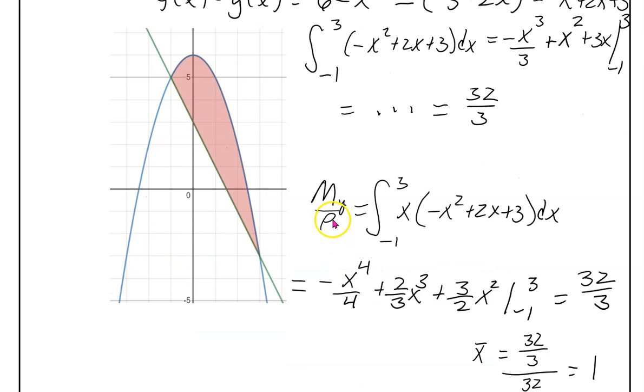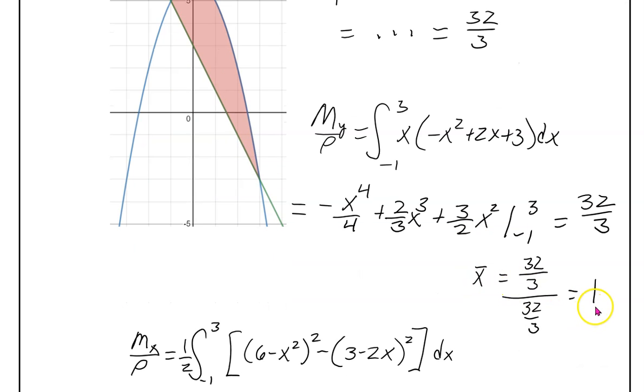Then to find x bar, we take the moment in the y direction divided by rho, of course, and divide it by that particular value for the area, 32/3. Remember, the formula is x times f of x minus g of x, which is given here by this trinomial. When we compute that, we end up with x bar being at 1.